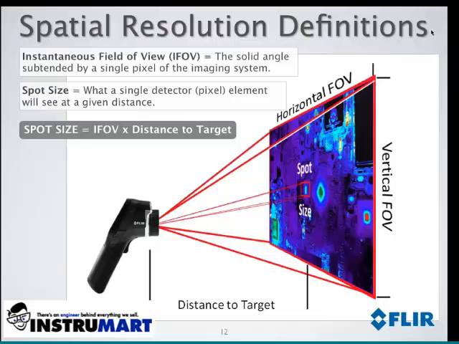We just used some simple math to determine the spot size for an IR thermometer. You remember we had the 30-to-1 distance to spot ratio. In this example, we use the instantaneous field of view, multiply that by the distance to the target, and that will give us the spot size of an individual pixel.